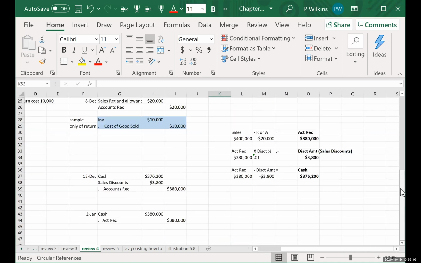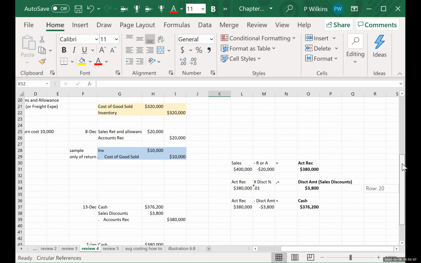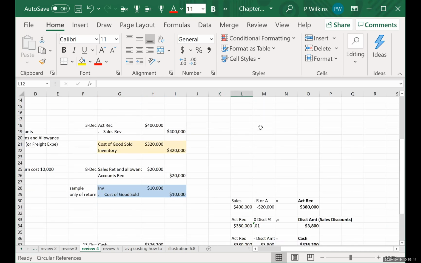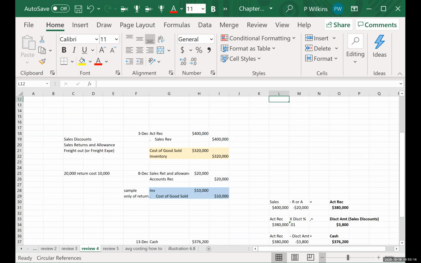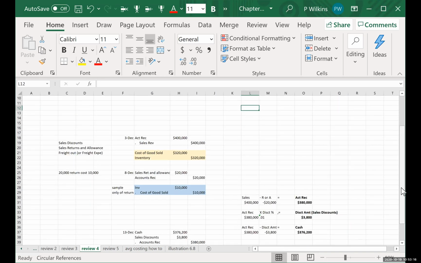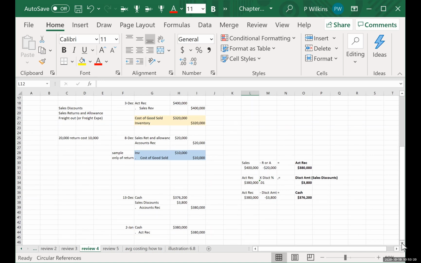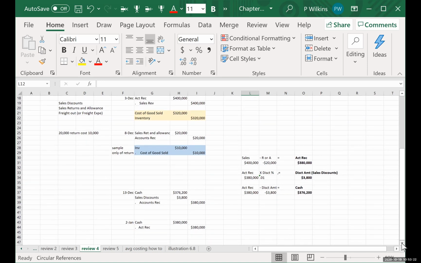I'm trying to see, I don't think I can fit this all on one screen. Trying to fit it all on there real quick so we can get one good picture of it. There we go.